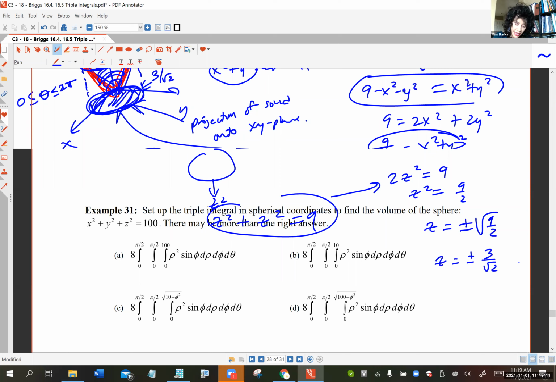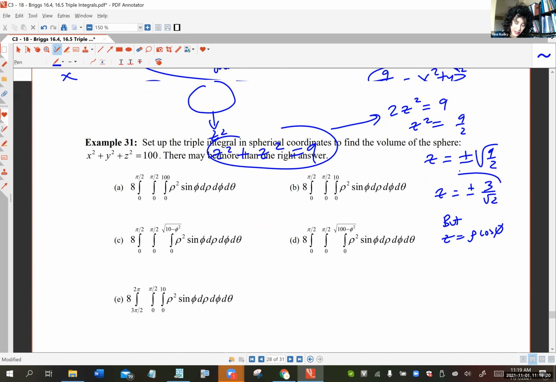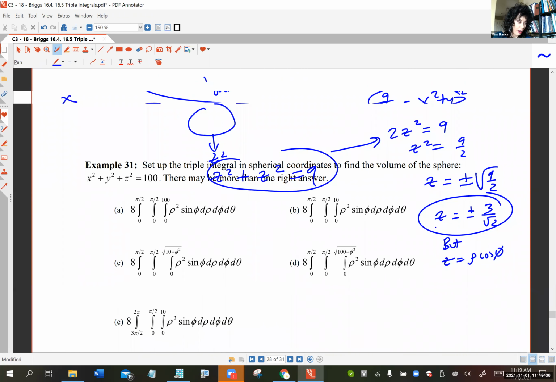But here's the weird part. Z is equal to rho cos phi. You know this. So if I substitute in this equation here, I'm going to pick the positive because z isn't negative on our solid. We know that rho is 3. So what we're saying is z is equal to positive 3 over square root of 2.